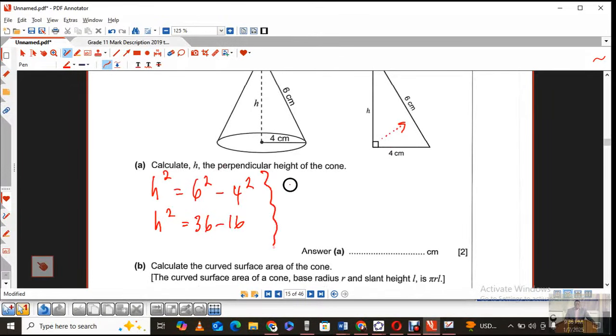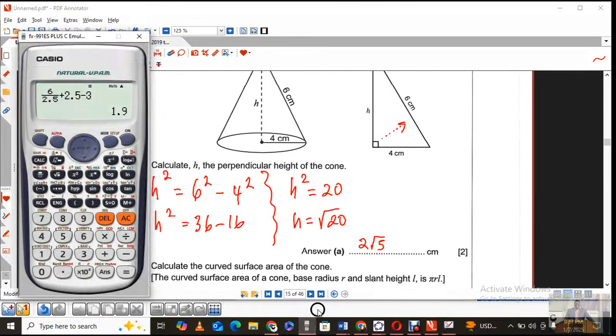Okay, of course, you can have h squared, 36 minus 16. Well, of course, that's 20. So h would be the square root of 20, which you get 4 times 5. So it's 2 root 5.